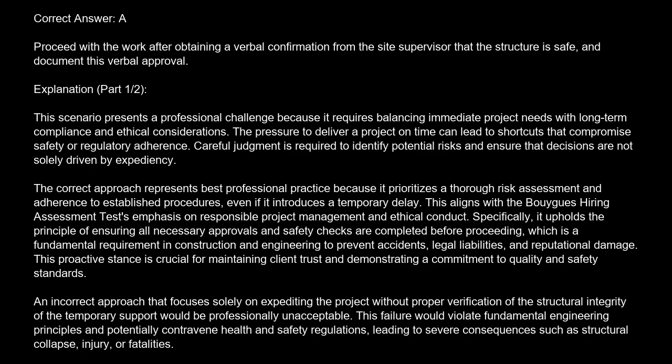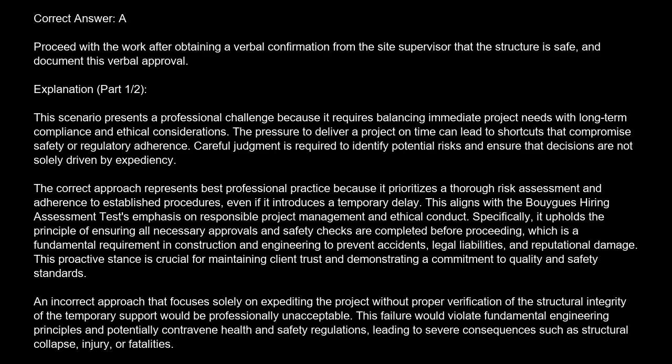The correct answer is A. Proceed with the work after obtaining a verbal confirmation from the site supervisor that the structure is safe, and document this verbal approval. Explanation. This scenario presents a professional challenge because it requires balancing immediate project needs with long-term compliance and ethical considerations. The pressure to deliver a project on time can lead to shortcuts that compromise safety or regulatory adherence. Careful judgment is required to identify potential risks and ensure that decisions are not solely driven by expediency.